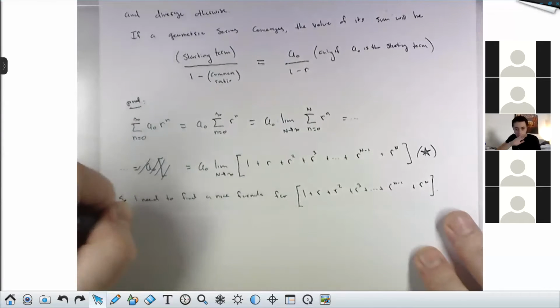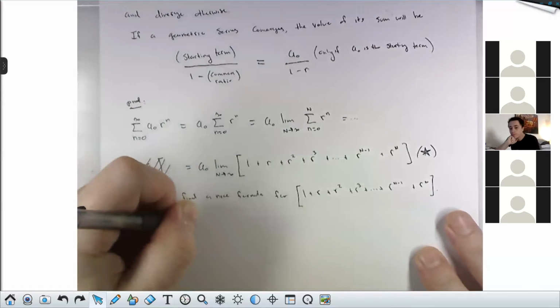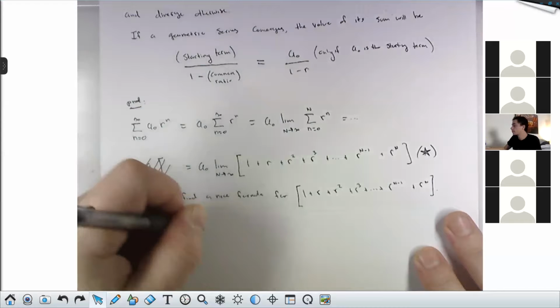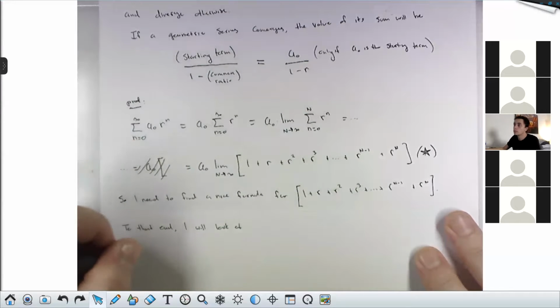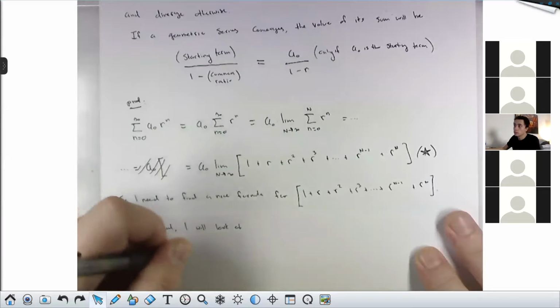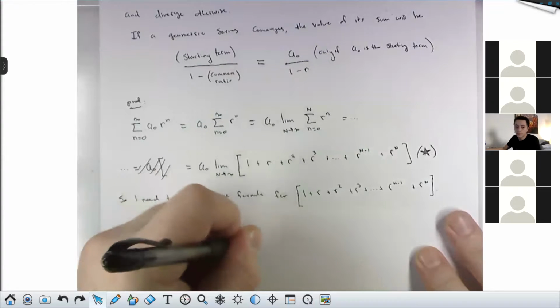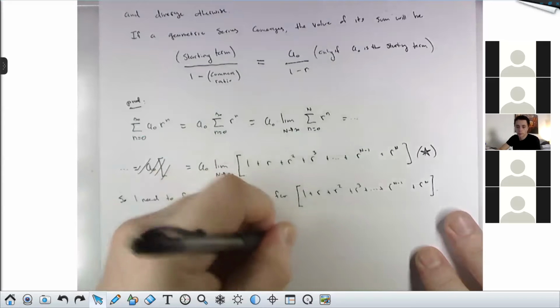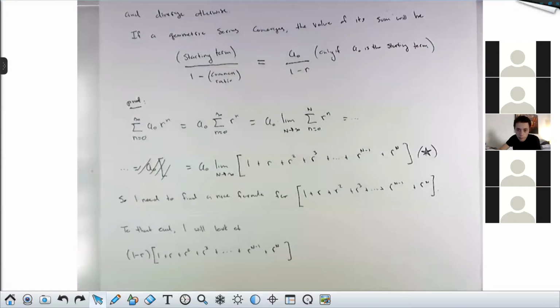To that end, I will look at, I know this is weird, 1 minus r times 1 plus r plus r squared plus r cubed plus dot dot dot plus r to the n minus 1 plus r to the n. The question in your mind should be, why would I look at that? And I'm saying, because it does something nice, just trust me.